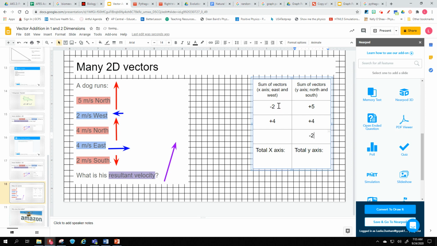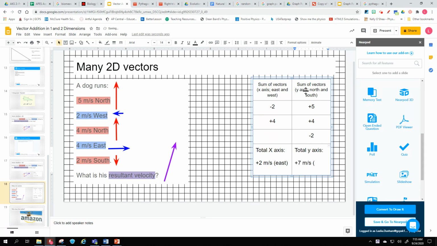So now I'm going to add all of those together. I'm going to sum up the x and the y separately. So 4 minus 2 gives me a +2, since I'm talking about east and west. In the horizontal plane, east is considered positive. So that would tell me that this object overall moved at a speed of 2 meters per second east. And then on the y side, we've got 5 plus 4 is 9. 9 minus 2 gives me a +7 meters per second.